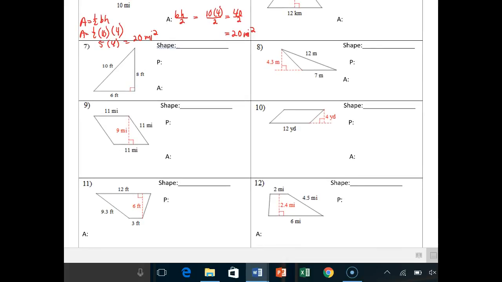Number 7. So again, the shape again is a triangle. The perimeter is all the numbers on the outside, so that's just going to be 8 plus 6 plus 10. There's 3 sides of a triangle. You should have 3 numbers to add up. That's 24 feet.